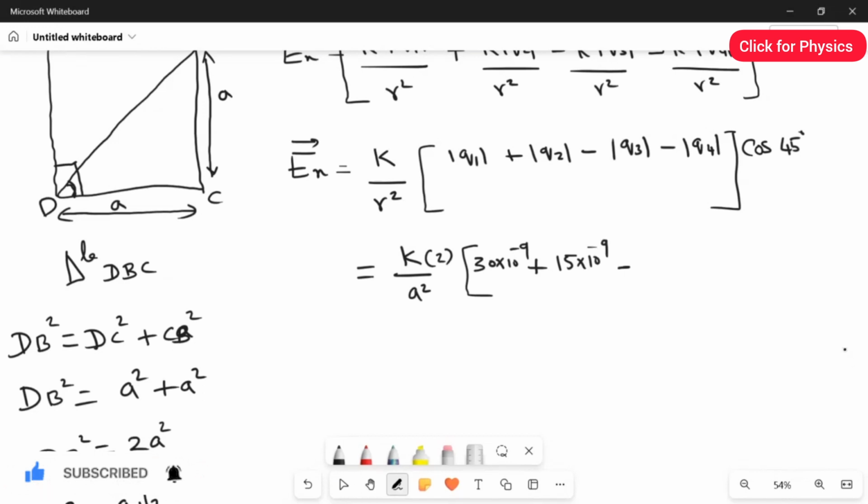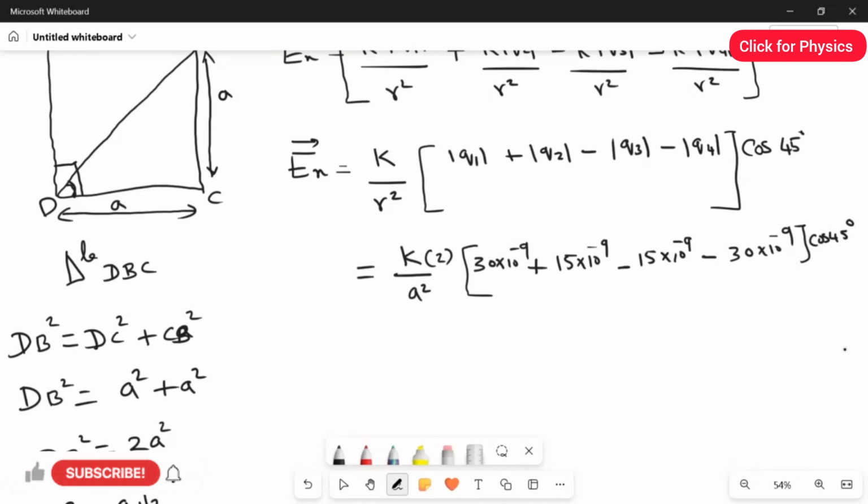What is the magnitude of q3? q3 is plus 15 nanocoulomb. So I have to write 15 multiply 10 power minus 9. I have to write minus here, and the fourth charge value is minus 30 nanocoulomb. When you take the magnitude, which is plus 30 multiply 10 to the power of minus 9, and then cosine of 45 degree. Clear? So you should be very careful.